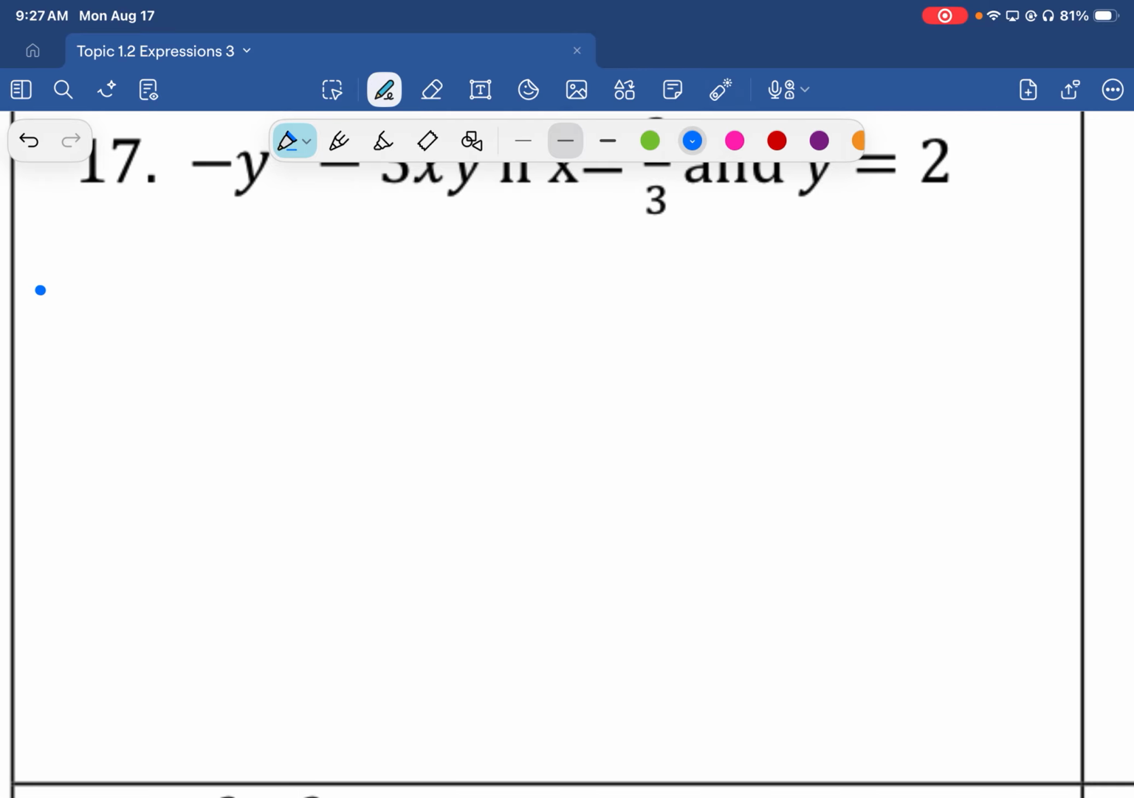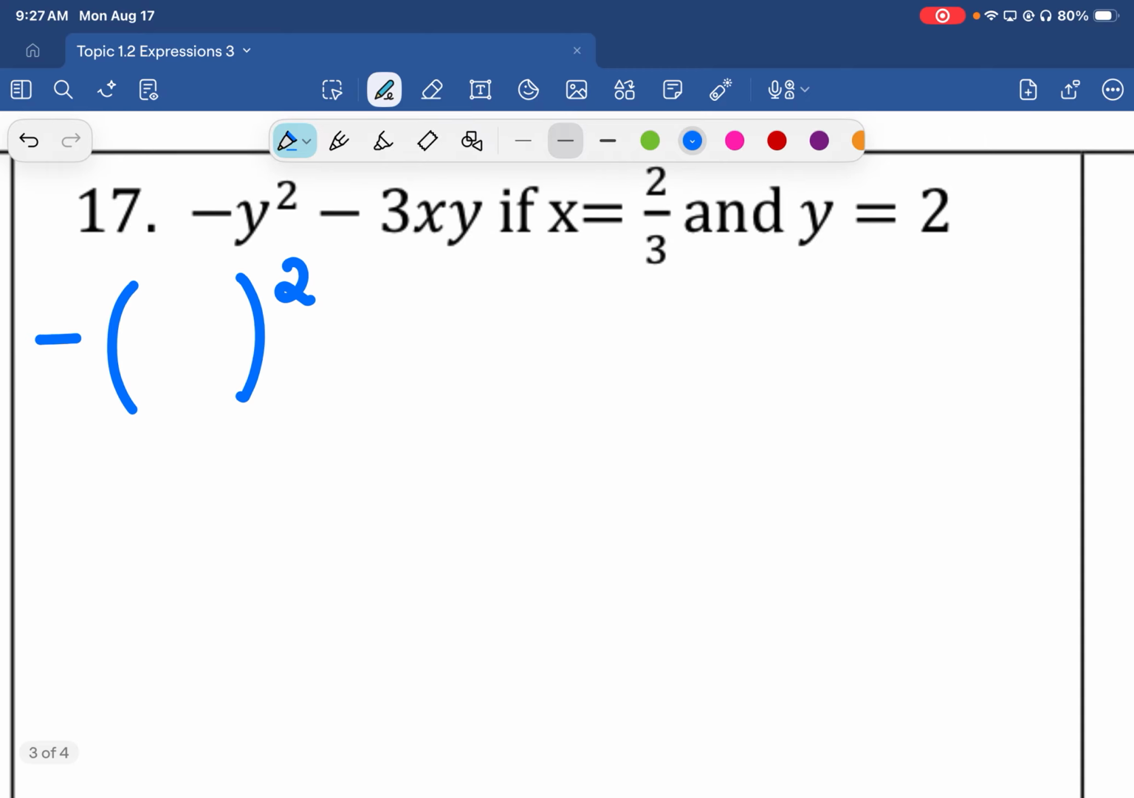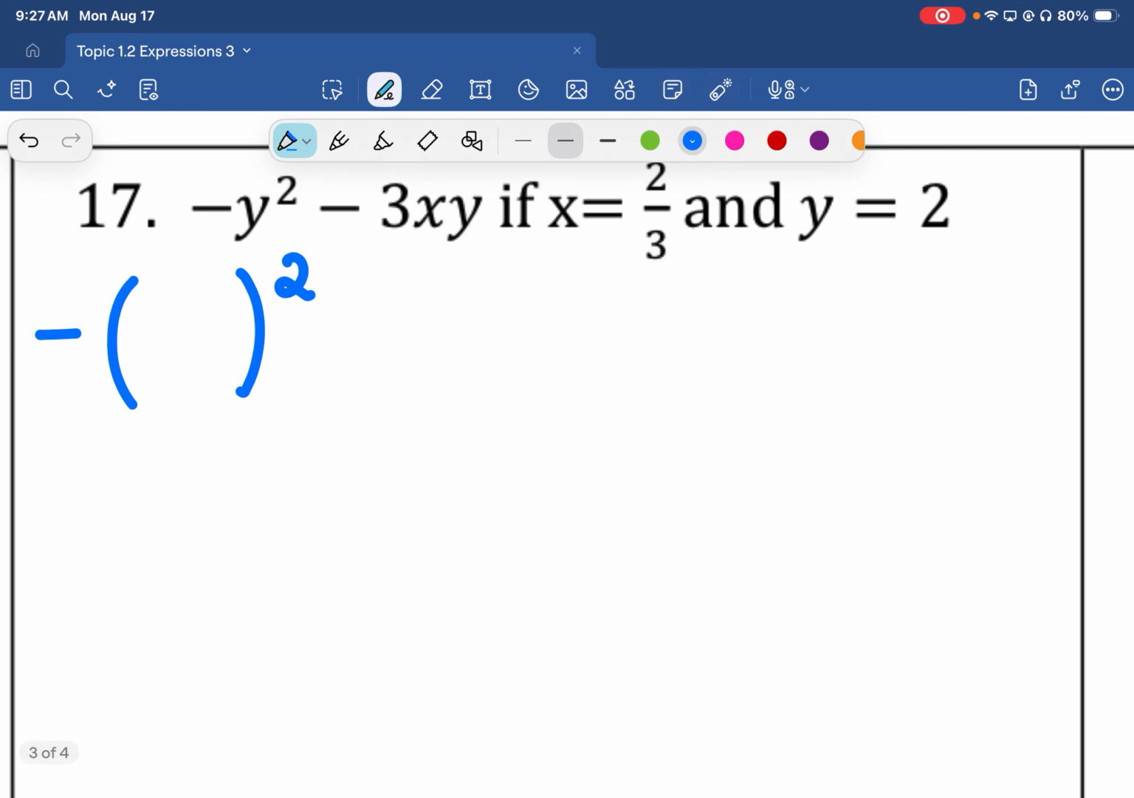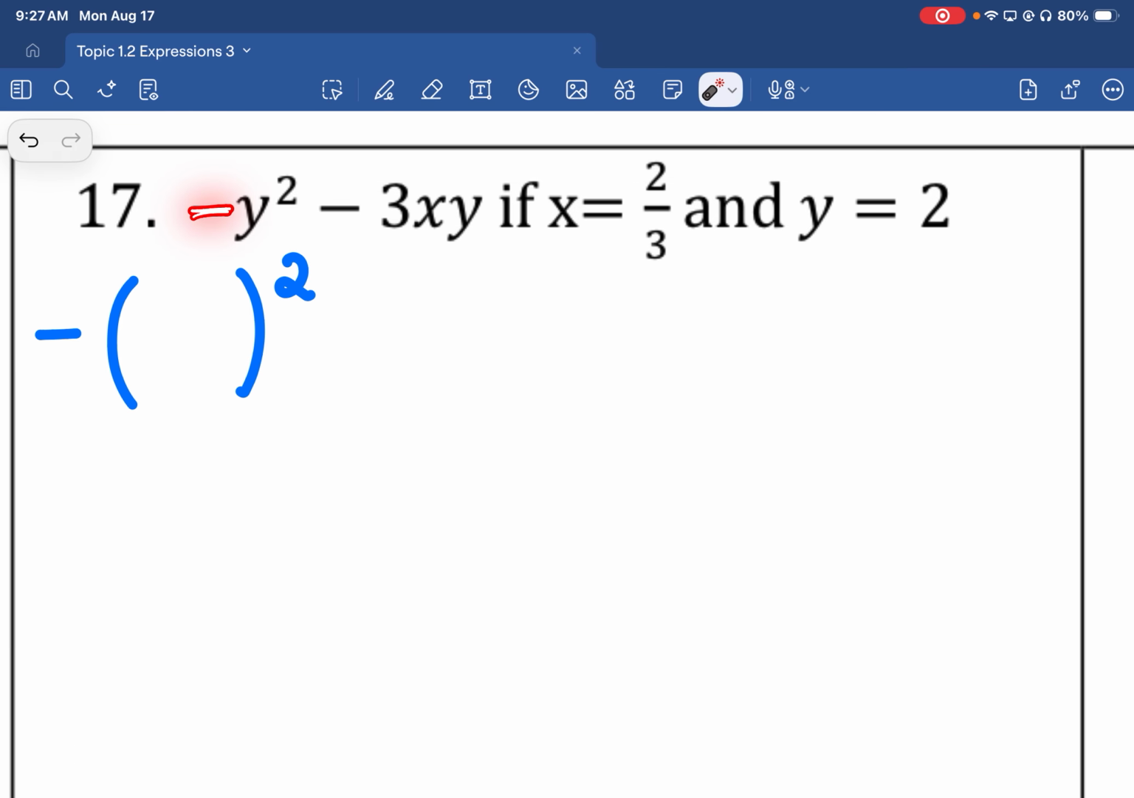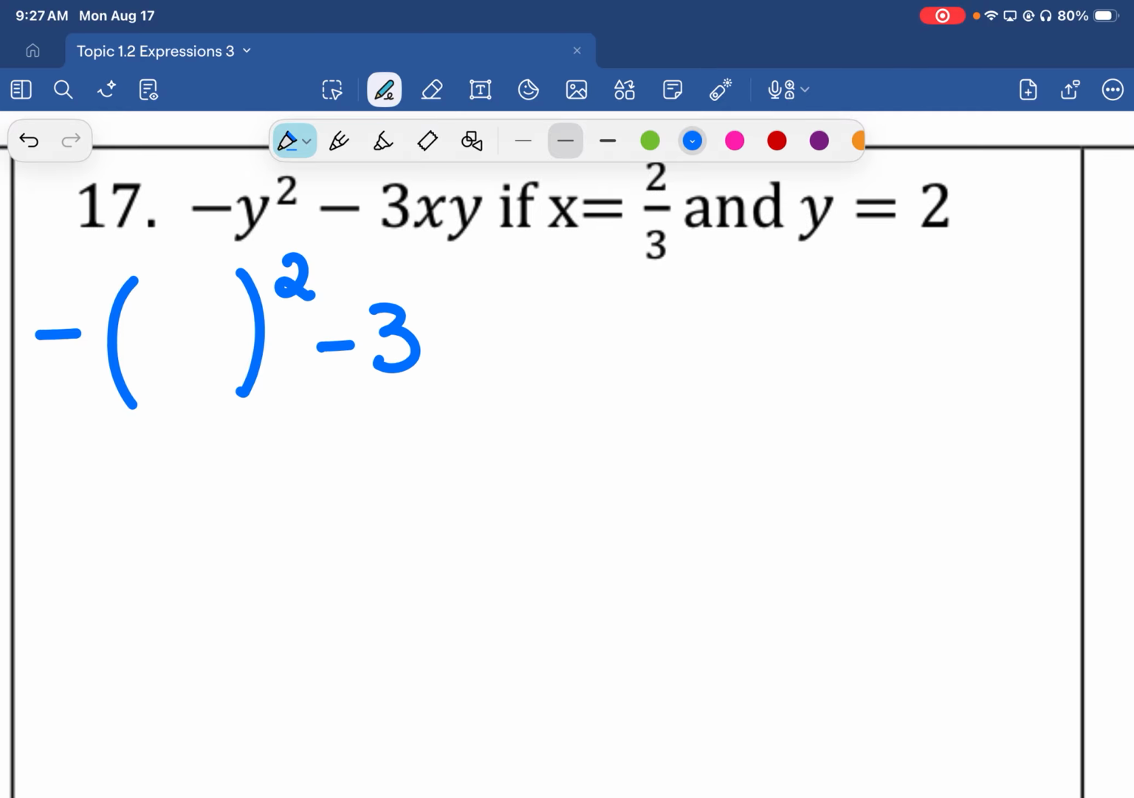So we have negative y squared. So when we start by setting this up, I want to make it very clear. This negative is not being squared. If that negative was being squared, it would be set up like this. But because the square is only attached to the y, that negative will go in front of our parentheses when we set it up, okay? So minus, then we're going to do minus 3 times x times y.